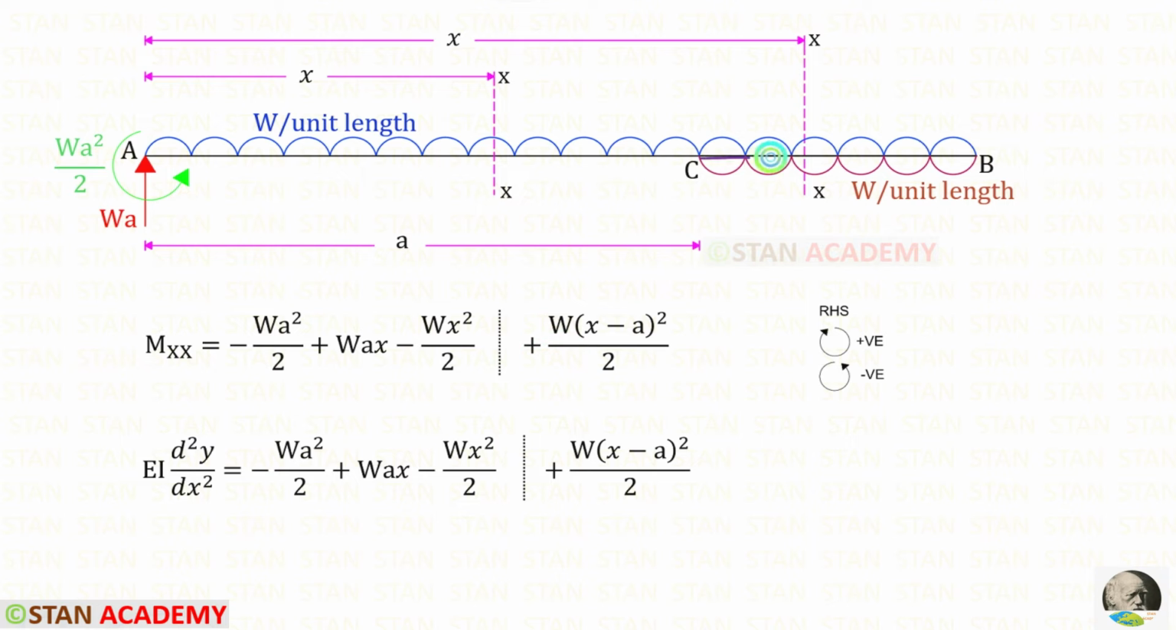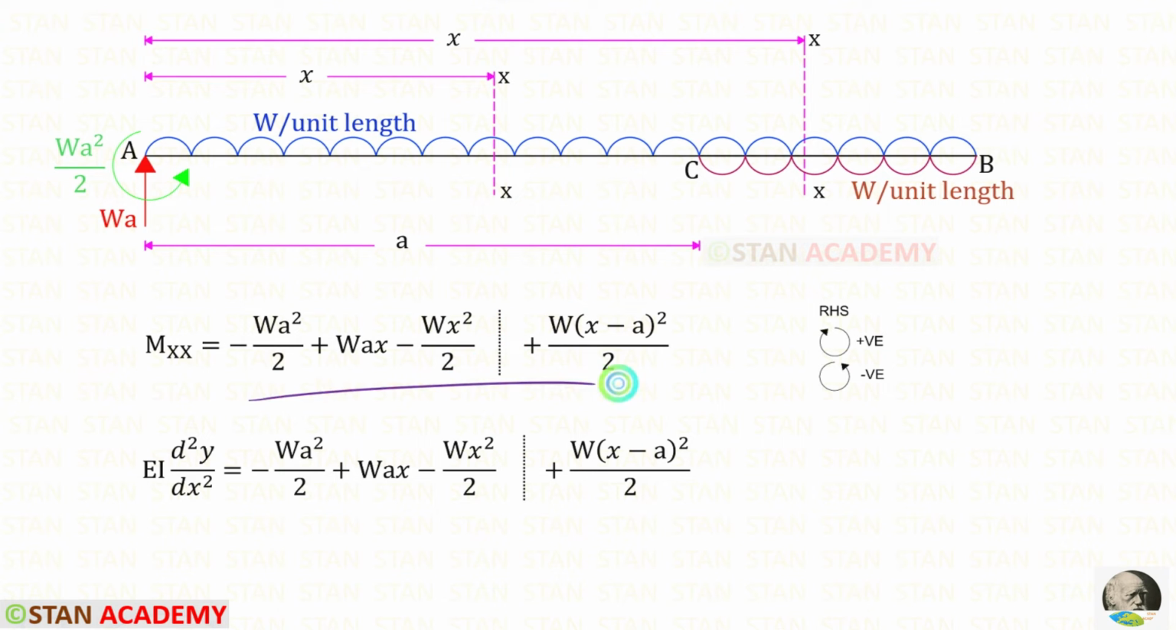For this UDL, we have to take this distance. This distance will be x minus a. We know that with the UDL, we have to multiply the distance and then the distance by 2. So it will be x minus a the whole square. These two terms should be separated by this line.